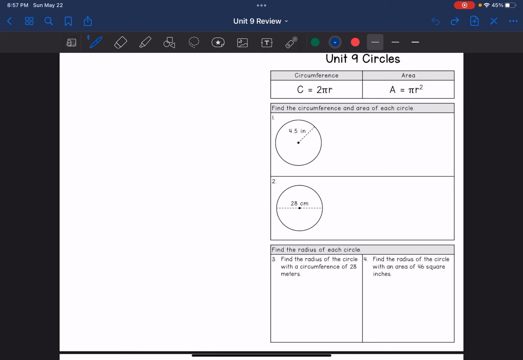Hey guys, today we're going to review Unit 9, which was all about circles. So we're not reviewing everything that was in the unit, we're just going to review what is going to show up in the semester exam.